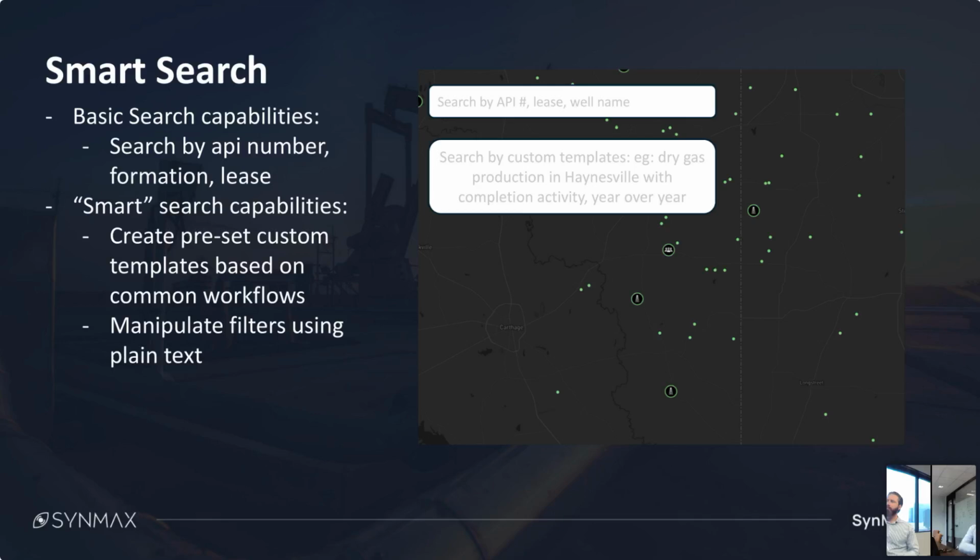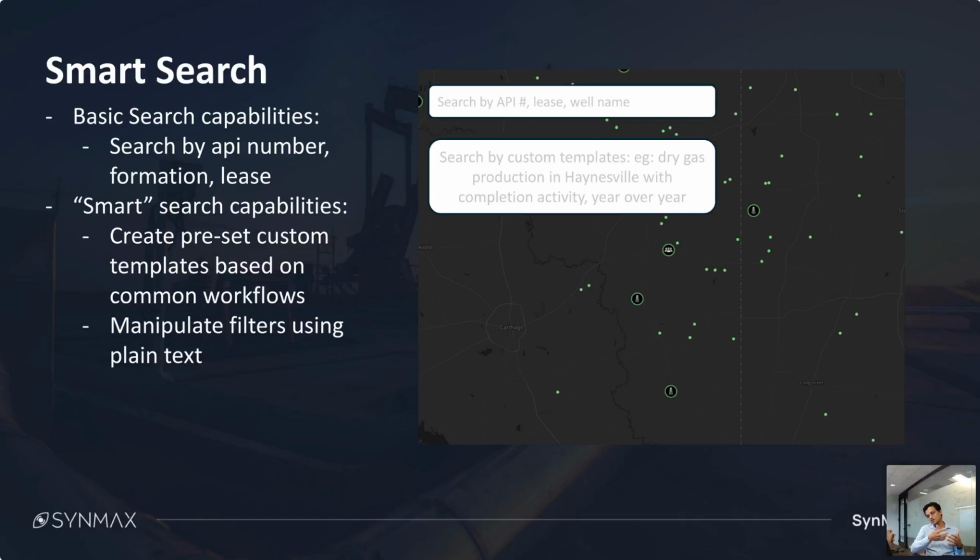The next category of features that we are working on is smart search capabilities. The first one is just a very basic search where you can search wells and leases by the API number. It's pretty straightforward. You just type in the API number or the well name that you're looking for, and it zooms into that well or well pad on the map.